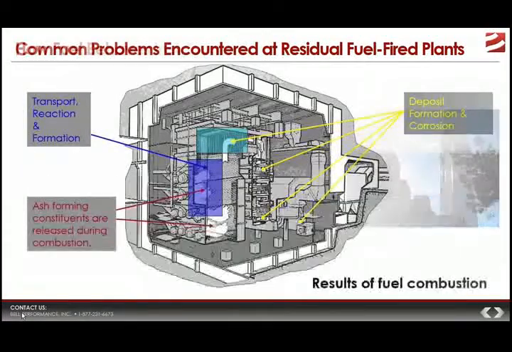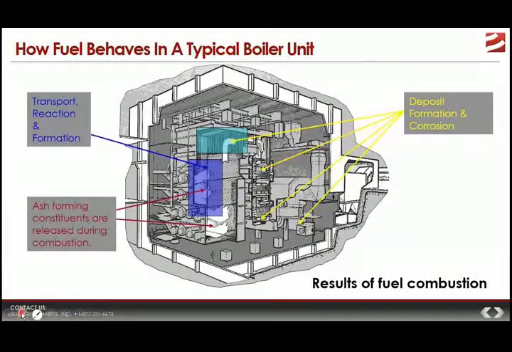So we start off with the typical boiler unit itself. We have a few things going on that directly relate to problems seen by users of heavy fuel oil. In this schematic, you've got different areas where the fuel is transported, mixed with air, and burned. That's the transport, reaction, and formation area. After that, you get ash that forms from the inorganic components in the fuel that do not burn during combustion. Ash-forming constituents are released during combustion, and they form in here. All of this is going on.